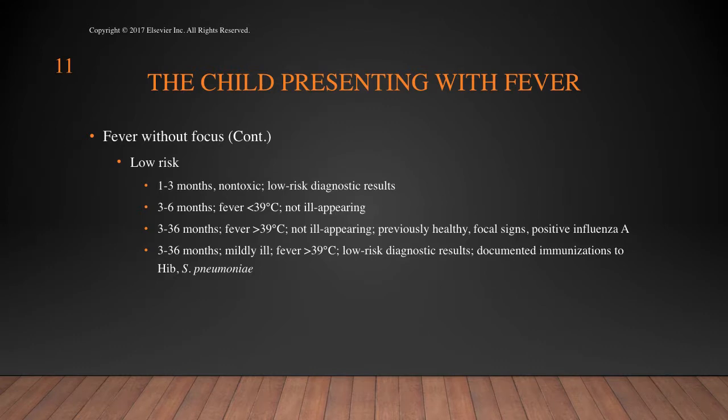In the child who presents with fever without focus, low risk is considered if the child is 1 to 3 months old, non-toxic appearing, and has low risk diagnostic results; 3 to 6 months with a fever less than 39 degrees and not ill appearing; 3 to 36 months with a fever greater than 39 degrees but not ill appearing, previously healthy, has focal signs, and has a positive influenza A; and 3 to 36 months, mildly ill, fever greater than 39, low risk diagnostic results, documented immunizations to Hib and strep pneumoniae.